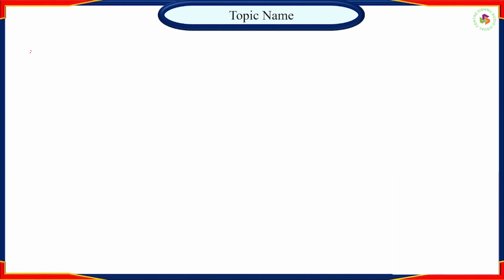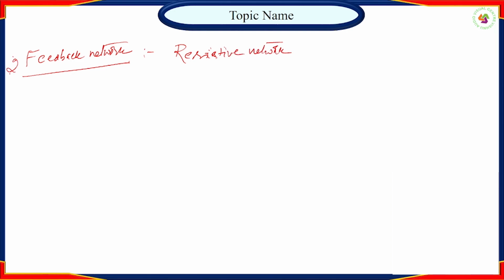Then the second part we have is the feedback network. In general, the feedback network would be a resistive network. This is the second one. Number 3 is the basic amplifier. Now, what does it mean by the basic amplifier?